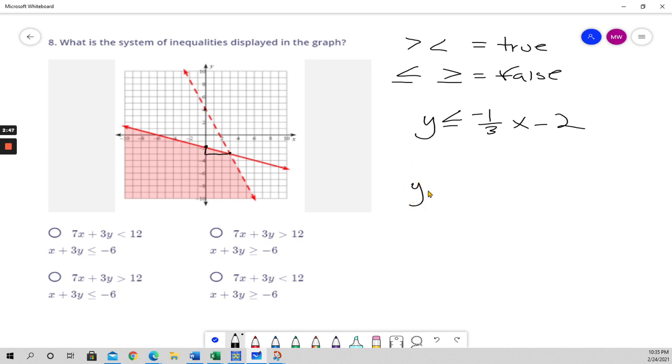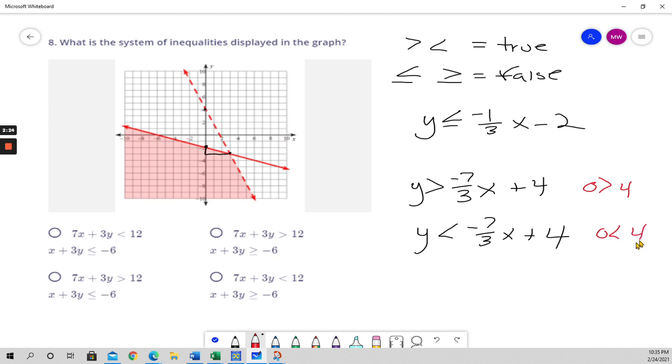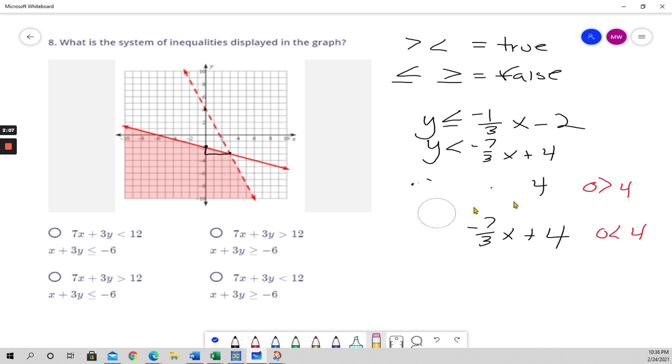So this is actually going to be either y is greater than negative 7/3 x plus 4, or y is less than negative 7/3 x plus 4. Remember, I am looking for a true statement. So, is 0 greater than 4, or in this case is 0 less than 4? 0 is less than 4. I'm looking for that true statement. So that means my second equation is going to be y is less than negative 7/3 x plus 4. Alright, and I'll get rid of this.